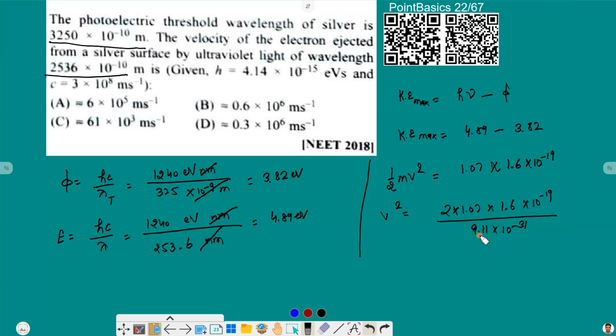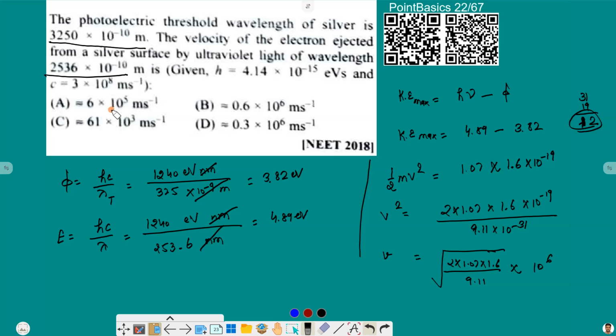So now if we solve only for the power, what will we get? We will get V is equal to under root of 2 into 1.07 into 1.6 divided by 9.11 into now 19 plus, we can say basically 31 minus 19. This will give us 12, and we have under roots, so we will get 10 raised to power 6.